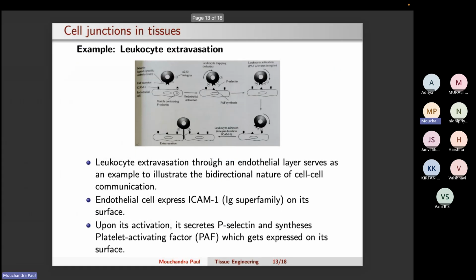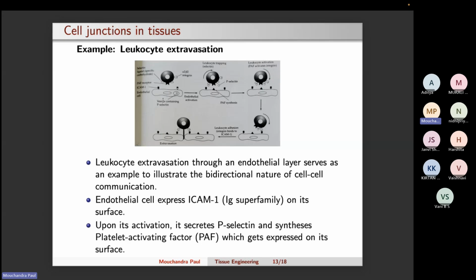Now let's look at one example of how junction-based cell-cell interaction is helping in a process called leukocyte extravasation. So, what is leukocyte extravasation? When people observe it, why is it important?